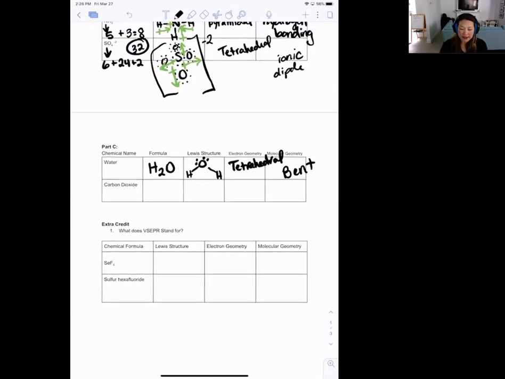For carbon dioxide, it's CO2. Carbon goes in the center, oxygen on the outside. This one's actually double bonded. And we can verify the number of electrons that we drew. Carbon has 4, oxygen has 6, and there's 2 of them, so it's going to be 12, so there should be 16 electrons, and I have 16 electrons drawn. This one is linear for the electron geometry, and guess what? It's also linear for the molecular geometry.